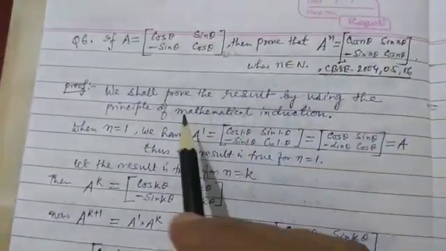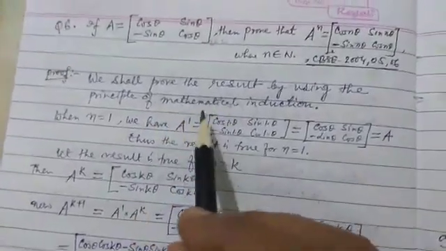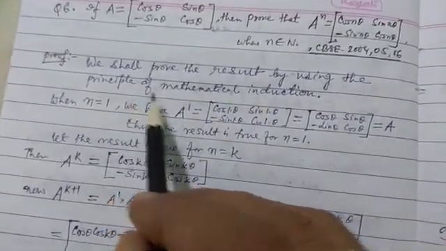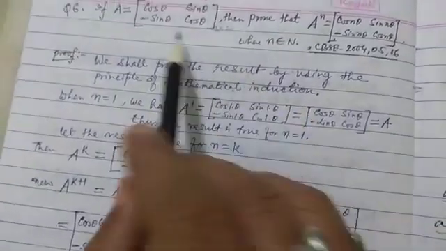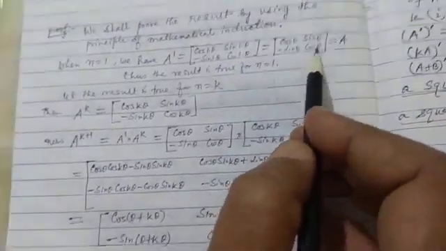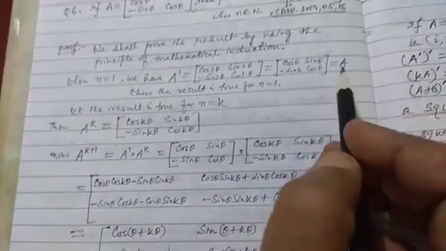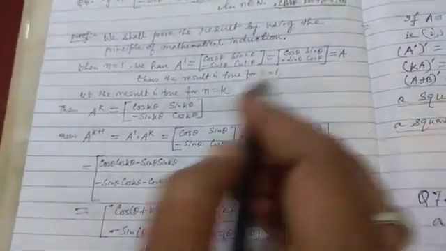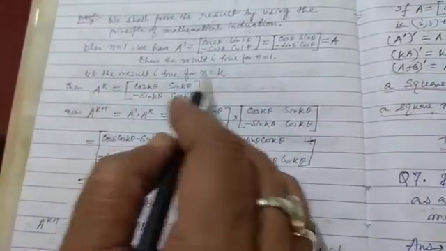Now we shall prove this result using one principle that we learned in class 11, that is PMI, the principle of mathematical induction. Suppose n is equal to 1, that means A to the power 1. Now put 1 here, so cos 1 theta, sin 1 theta, minus sin 1 theta, that is cos theta, sin theta, minus sin theta and cos theta, which is nothing but A again. So A to the power 1 is equal to A, so this result is true for n is equal to 1.